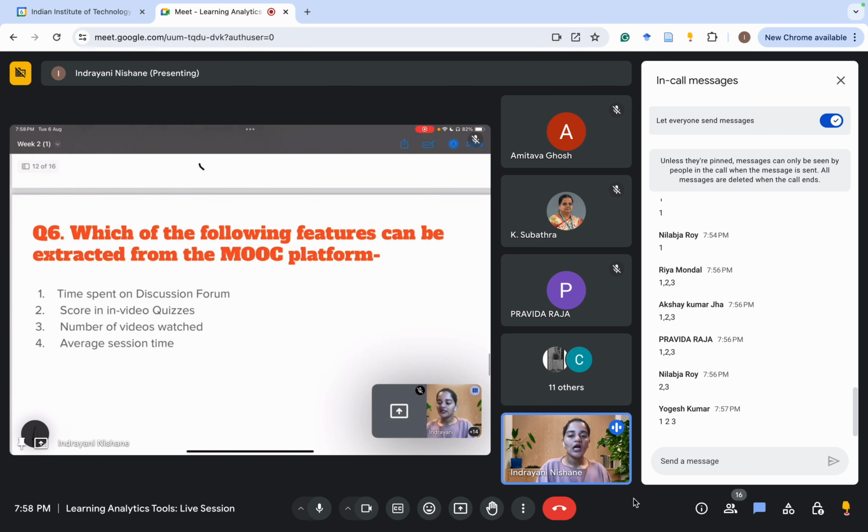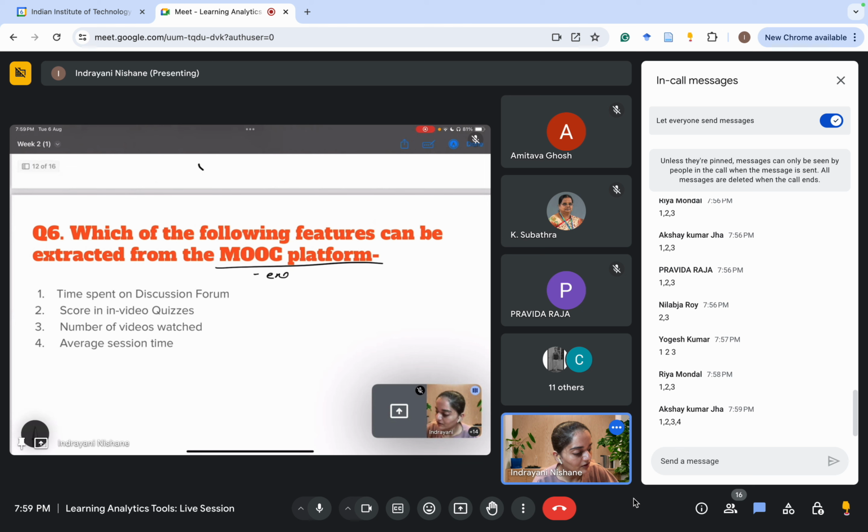Now question 6, which of the following features can be extracted from the MOOC platforms? Swayam is one of the MOOC platforms. So when a MOOC platform type question comes, you all have interacted with the Swayam platform, so you should think about how you interact with the Swayam platform and where the clicks are happening and what information can be captured through log data and what features can be generated through log data.